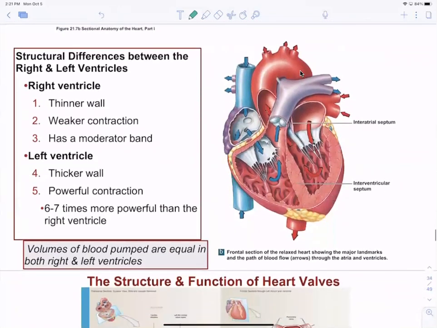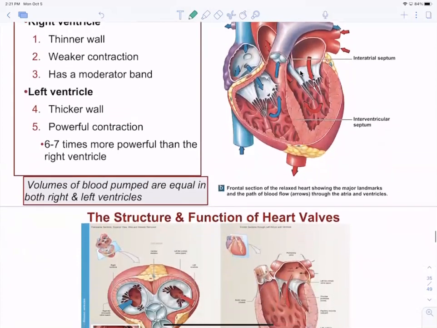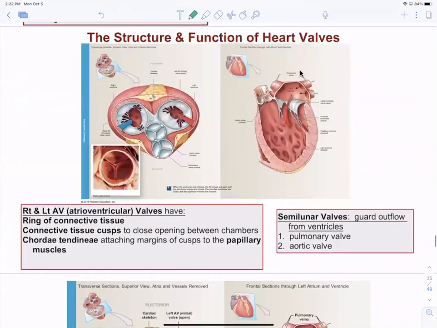All right, so structural differences, anatomical differences: right ventricle wall is thinner, weaker contractions, has a moderator band. Left side, thicker myocardium, much more powerful contraction, and it's 6 to 7 times more powerful. No moderator band, there's nothing moderating it, it's pumping. But again, equal volumes of blood are being pumped from the right and left ventricle at the same time. So that's important to understand. Heart valves, if you're looking down from the top, these are the semilunars, right? Lunar valves, and these are the AV valves.